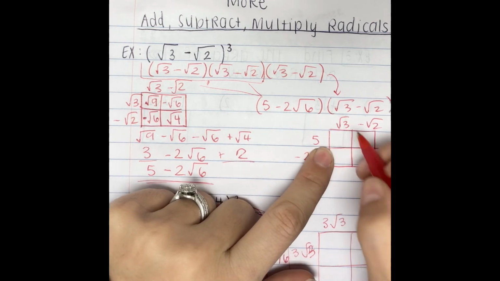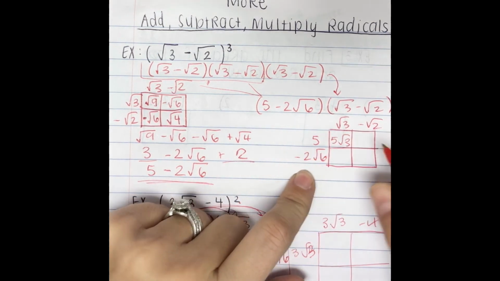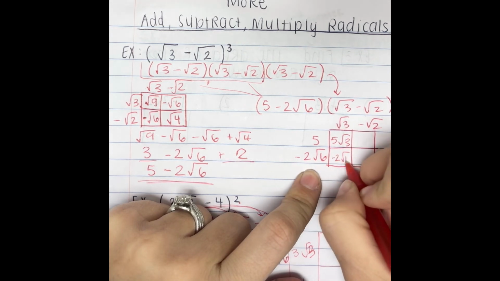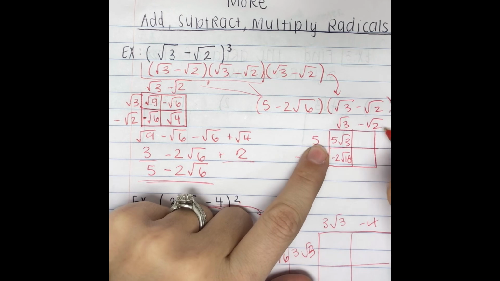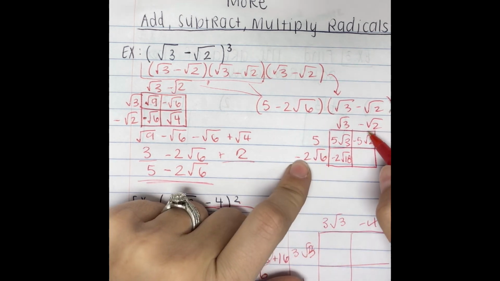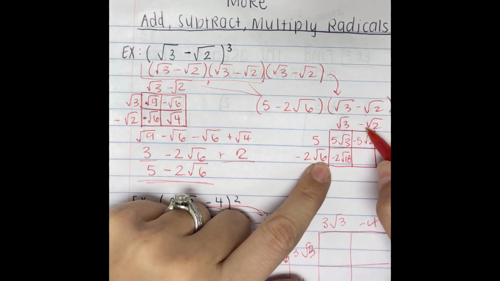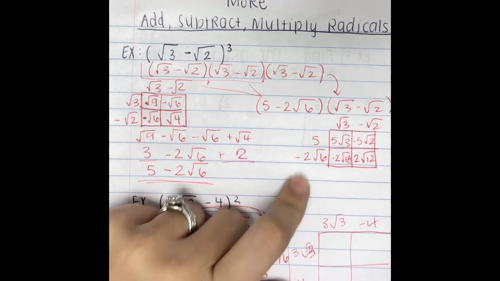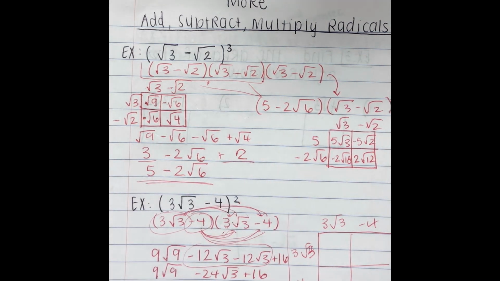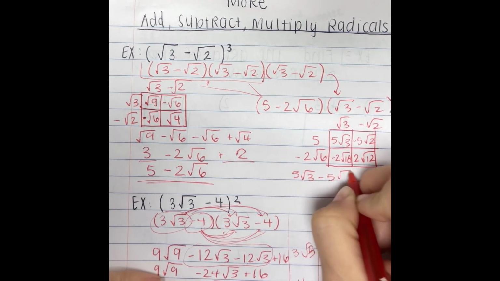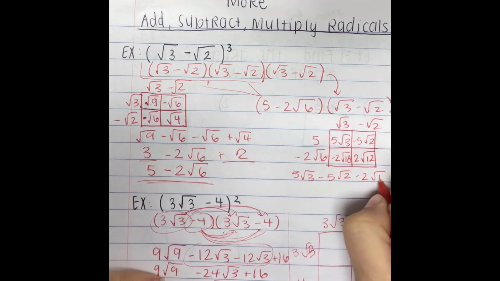So 5 times square root of 3 is just 5 square root of 3. Negative 2 square root of 6 times square root of 3 is negative 2 square root of 18. And 5 times negative square root of 2 is a negative 5 square root of 2. And then negative 2 times square root of 6 times negative square root of 2, a negative and a negative make it a positive 2 square root of 12. Okay? So now we have 5 square root of 3 minus 5 square root of 2 minus 2 square root of 18 plus 2 square root of 12.